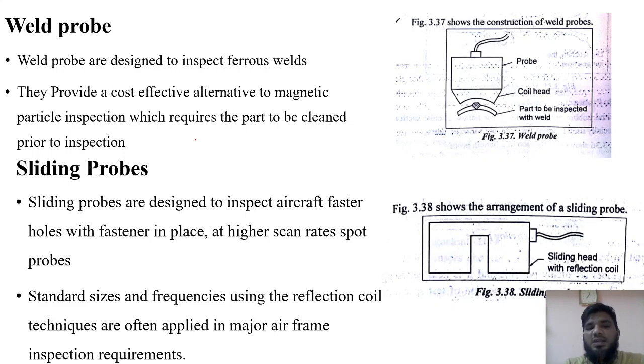With fasteners in place at high scanner rates, it will be sending high frequency signals so that we can identify the flaws which are present, because it has a particular application. It is generally used in aircraft, so it should be more precise, as aircraft are very sensitive to the outside environment and many human lives are dependent upon the aircraft. Standard sizes and frequencies using the reflection coil technique are often applied in major airframe inspection techniques. So when it is done on an airframe, that is in the space.